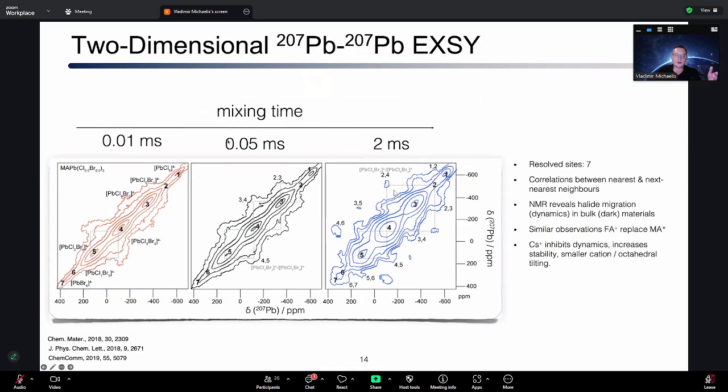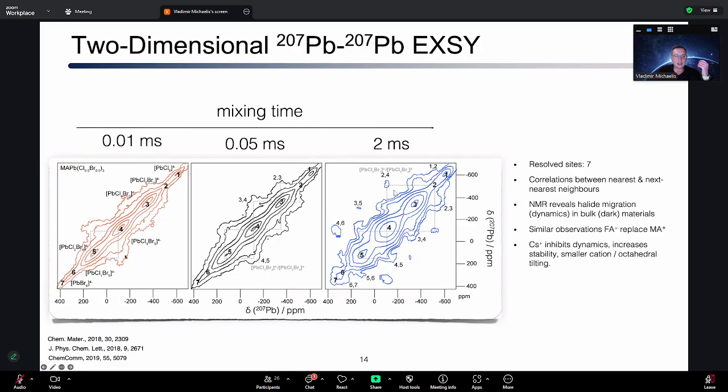Now we can go one step further here. When we were working at this a few years ago, there was a lot of discussion on whether or not the halogens are actually moving in space. So this is a 2-dimensional EXSY experiment, exchange spectroscopy, and what it's looking for is basically atomic level movement in the system that's rearranging the chemical environments. And what you can see here at short mixing time, so 10 microseconds, 50 microseconds, and 2 milliseconds, is that the lead at the 4 site and the lead at the 5 site is actually demonstrating some type of exchange.